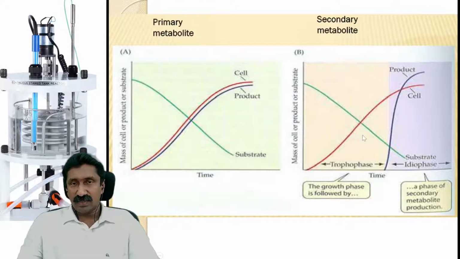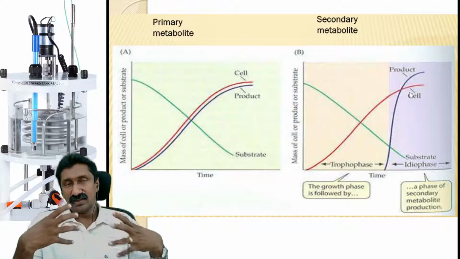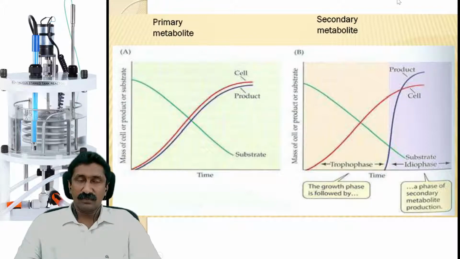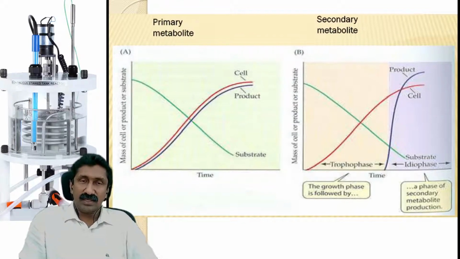Whereas in the secondary metabolite production, the substrate will decline and the cell biomass increases following the normal pattern, and in the idiophase, or the late phase, where the substrate is depleted and after the stationary phase there is a restriction in the growth conditions, at that stage the secondary metabolite production reaches its maximal level. So these are the production stages of the primary and secondary metabolites.